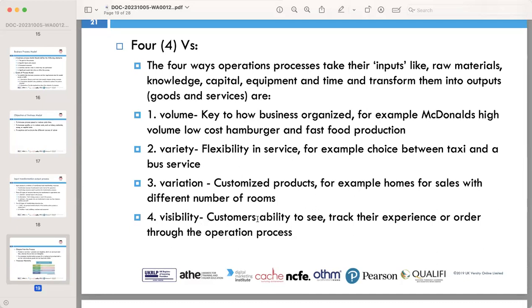And then visibility, customers' ability to see and track their experience or order through the operations process. So visibility relates to how much customers can see or track their experience or order through the operation process. Some processes like online order tracking provide high visibility to customers. Okay, so nowadays you can see more customers there.